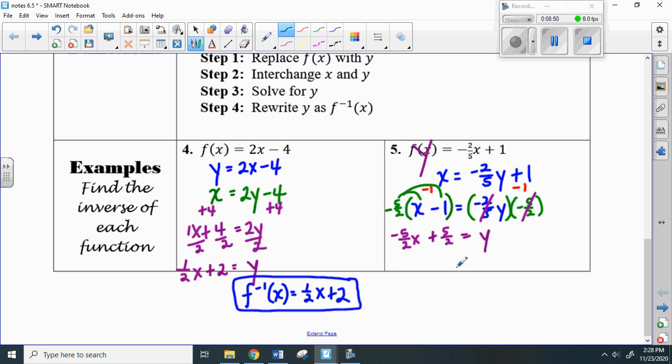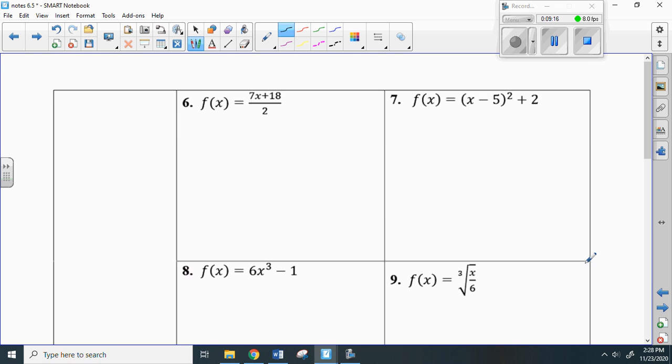And last but not least, you need to rewrite your y as f inverse of x, and then put your equal stuff on the other side. Okay, because it just looks better when f inverse of x comes first. Okay. All right, and that's pretty much it. But our problems are just going to get a little bit more, there's just going to be more algebra to do. Okay, so let's keep practicing.